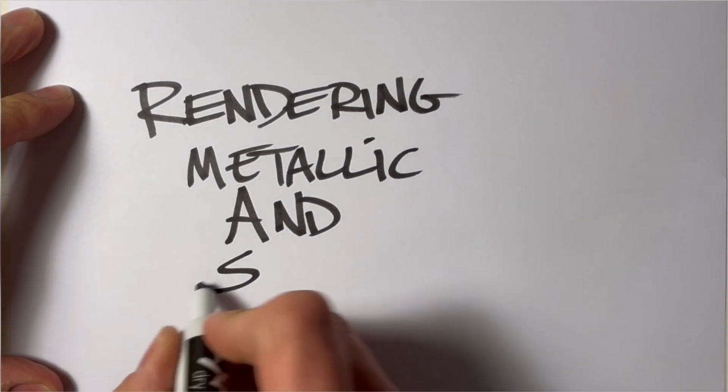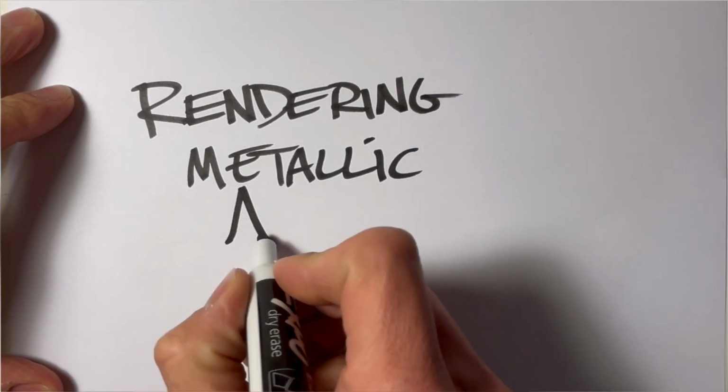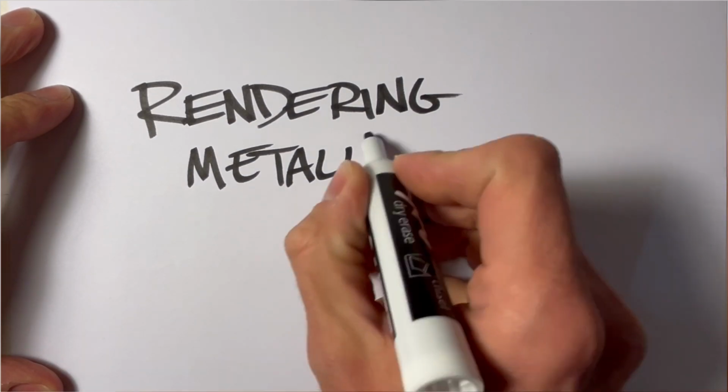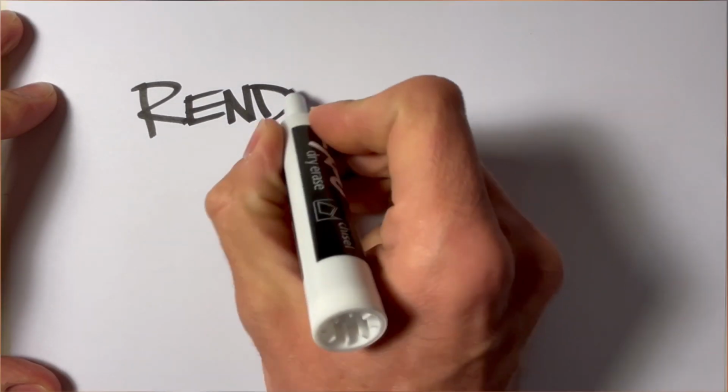In this video, we're going to go over how to render metallic and shiny objects, reflections, and shiny highlights to an object. To start off with, it's important to understand the difference between metallic form and matte form.